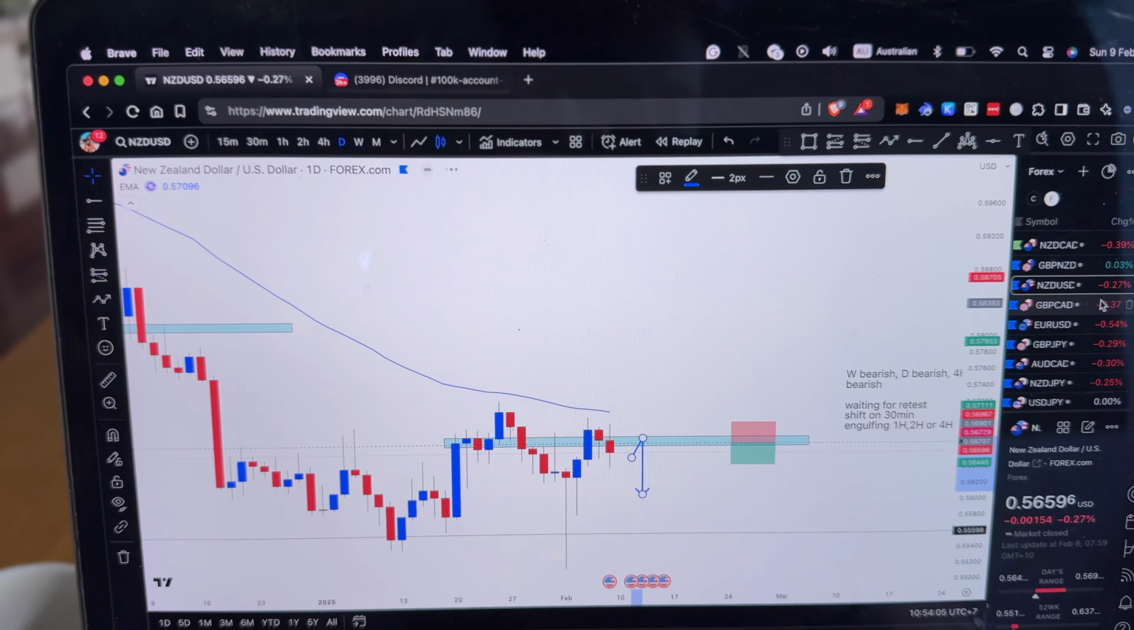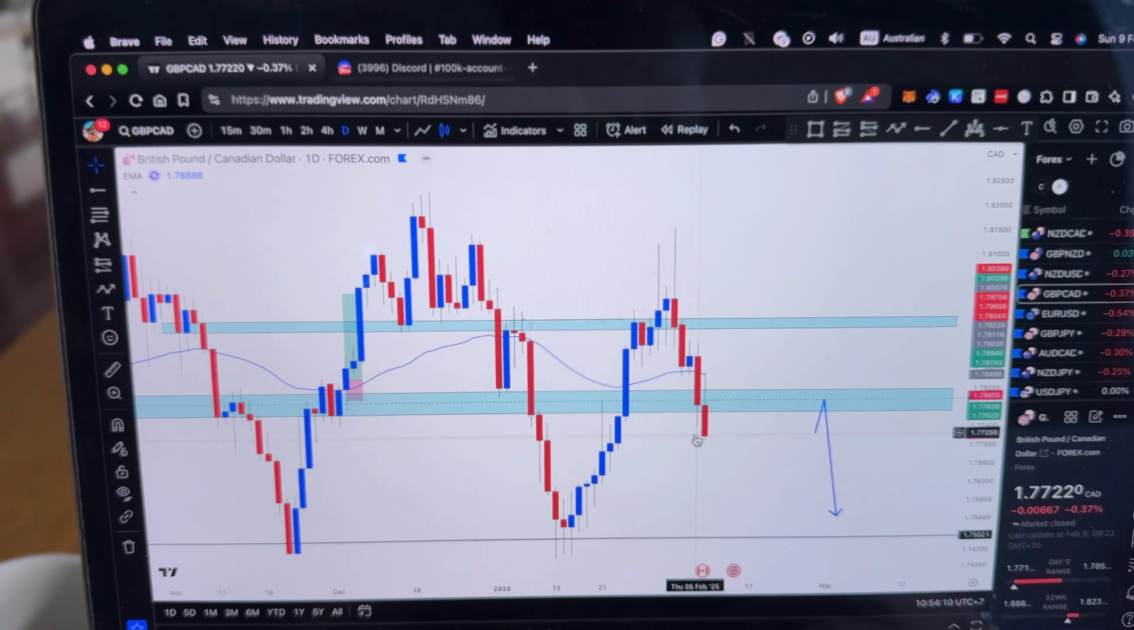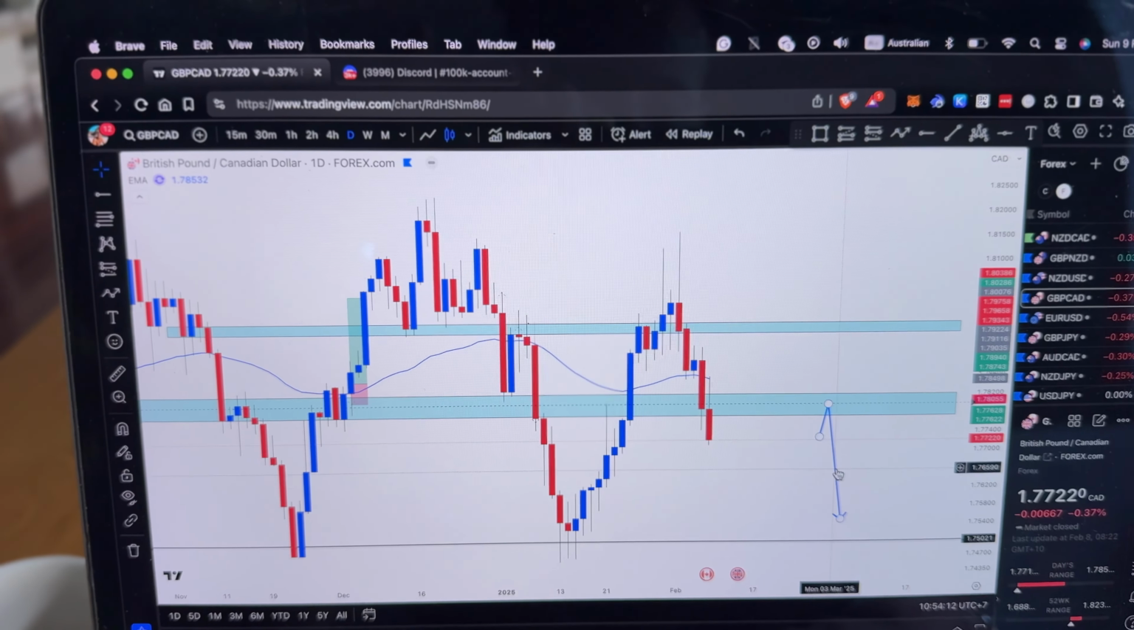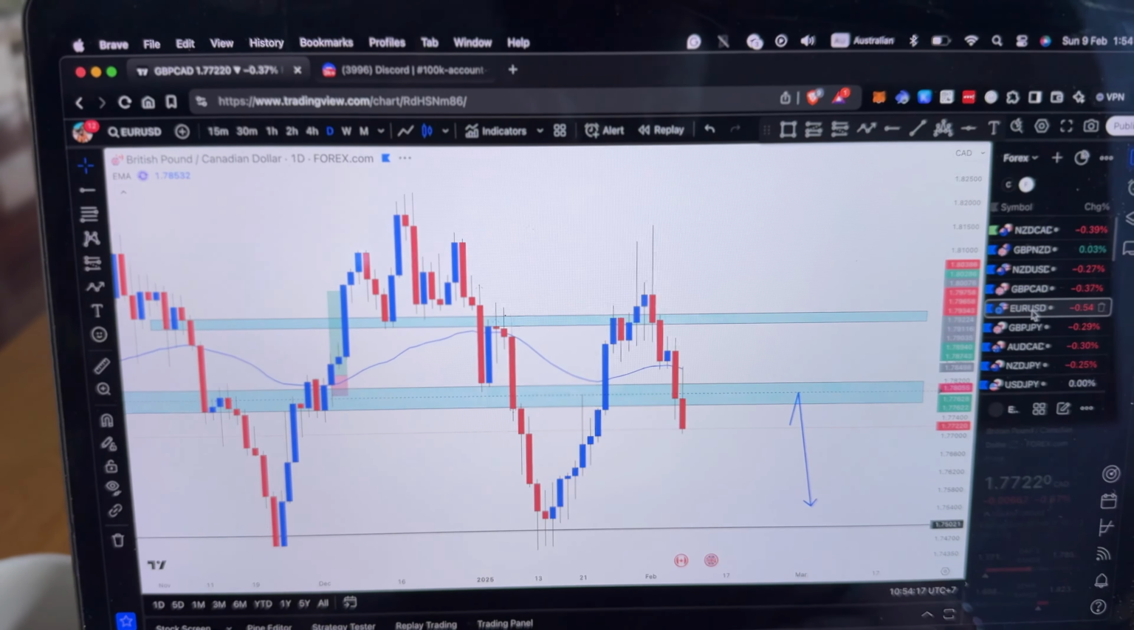Next one, we have GBP CAD, again, break and retest, come to this resistance and sell. Potentially it can come all the way up here, but we'll see if I get my entry signal.